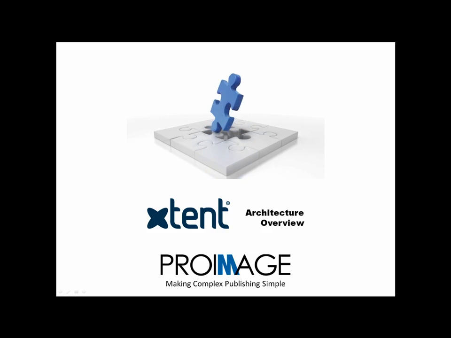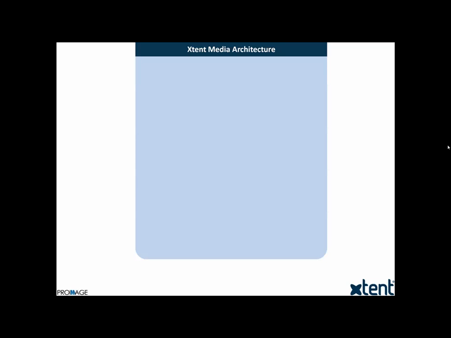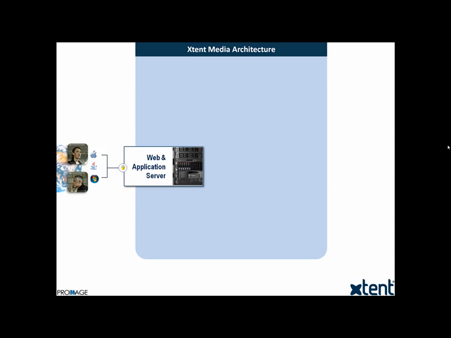Xtent gives you the tools to manage any type of publication in a collaborative environment from anywhere in the world. At its core, Xtent is a web-enabled system, which means that it includes a JBoss web and application server, and users who want to work with Xtent simply browse to the server. All they need is a web browser and internet connection, and they can get access to the system with either Mac or PC. Before users can log on, they're assigned a profile, and this profile determines which assets they can look at and which tasks they can perform.